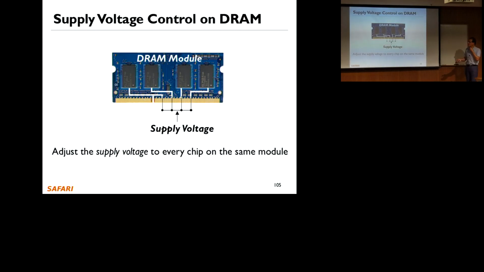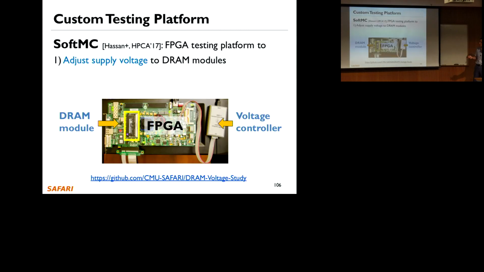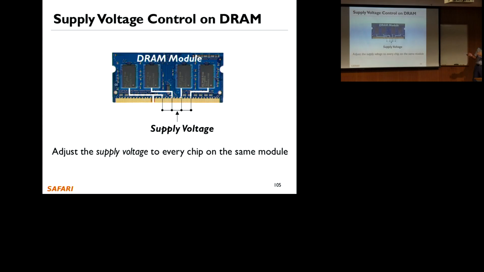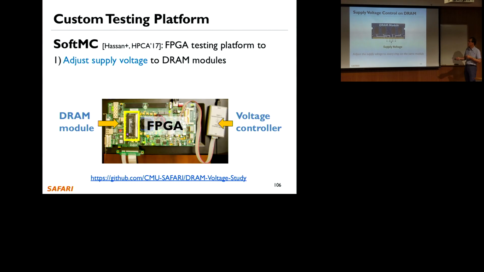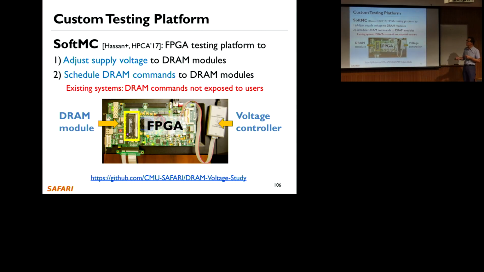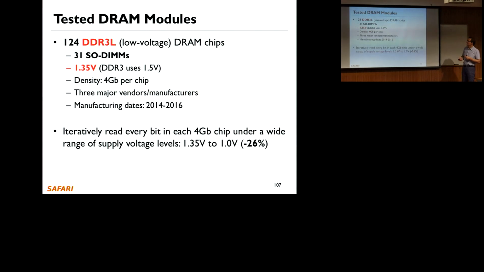So for this, we actually built a new infrastructure. You can read the paper for more details. Basically, adjust the supply voltage to every chip on the same module over here. We extended our FPGA-based infrastructure such that we can adjust supply voltage to different DRAM modules and schedule DRAM commands to DRAM modules and to actually change the voltage. Okay, so this is what we've tested.